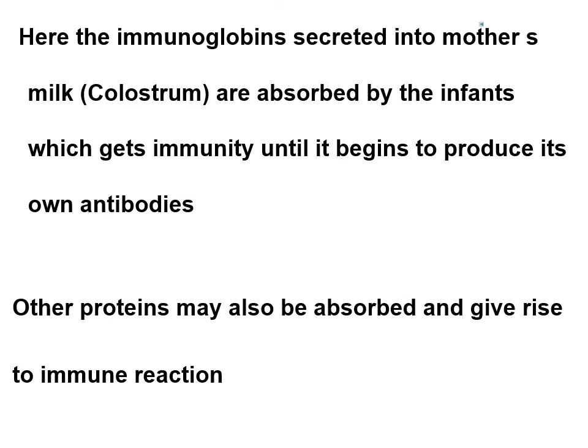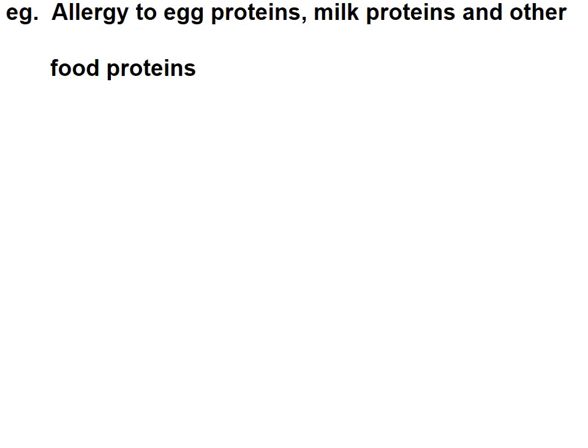But remember, when other proteins are absorbed, it may give rise to immune reaction. That is what we see in food allergy. Example for this is allergy to egg protein, milk proteins and other food proteins. So that is all about absorption. So absorption basically takes place by active transport and to some extent in the intestine, brain and the renal tubule by gamma glutamyl cycle or Meister cycle.